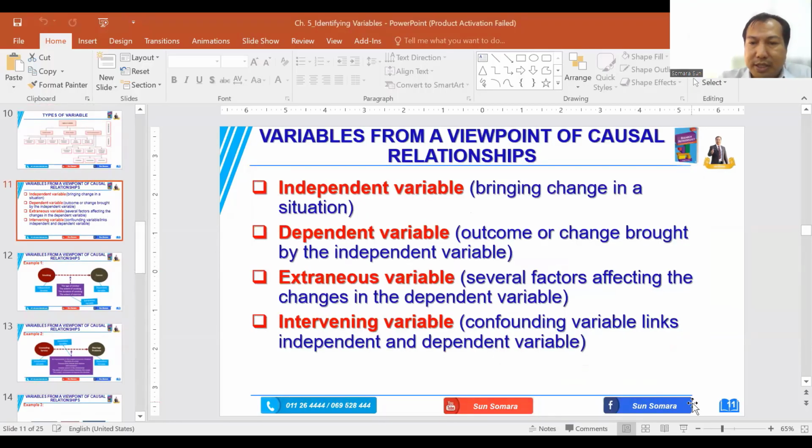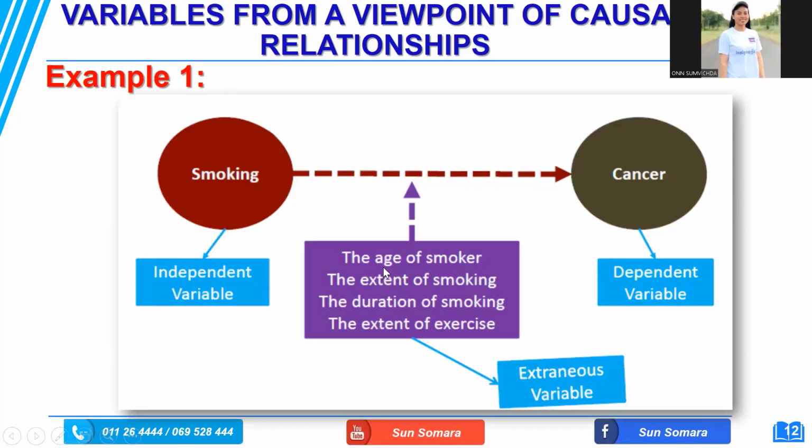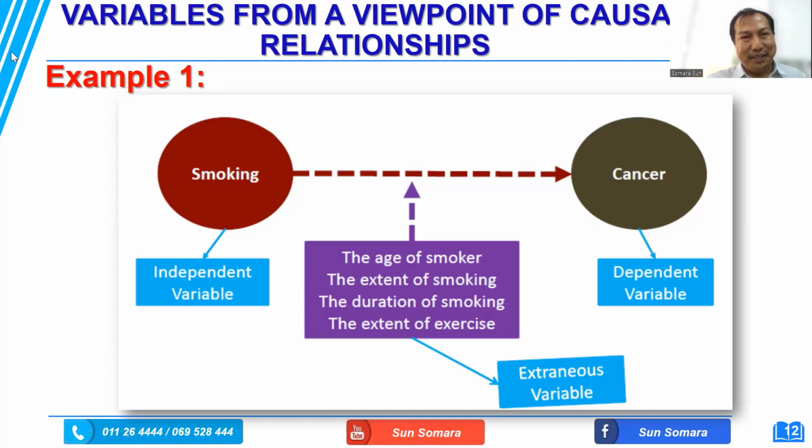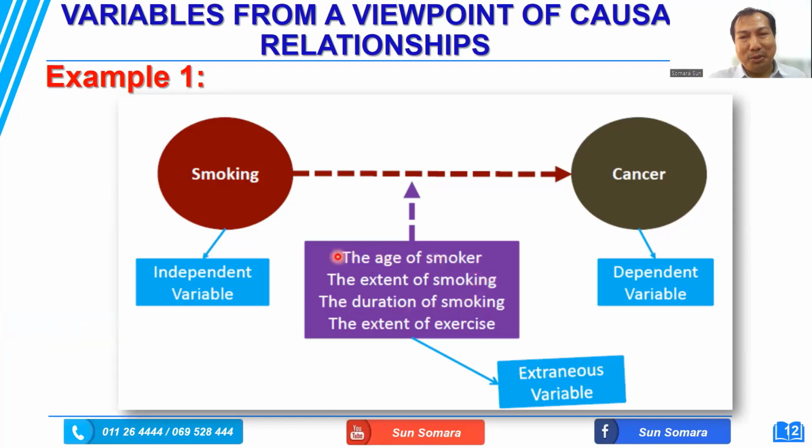Okay, here you can see they have several factors affecting the change in the dependent variable. Teacher, I got it, thank you so much. You see this part, we can call it an external variable, that is smoking. But the effect of smoking alone is not enough.